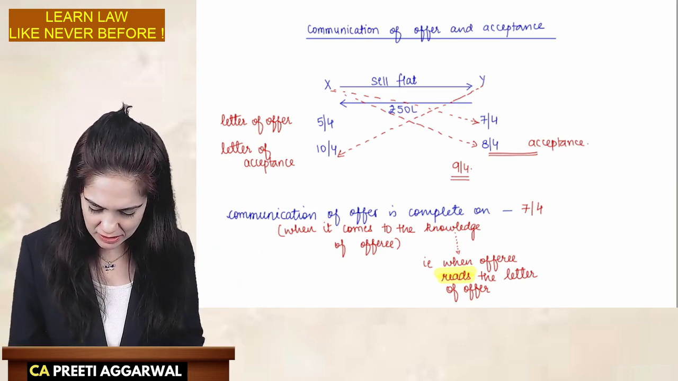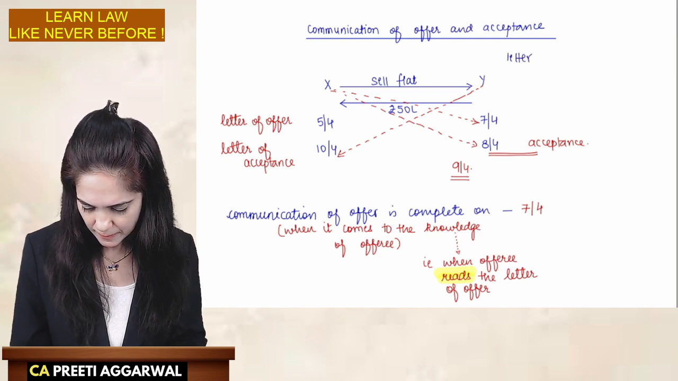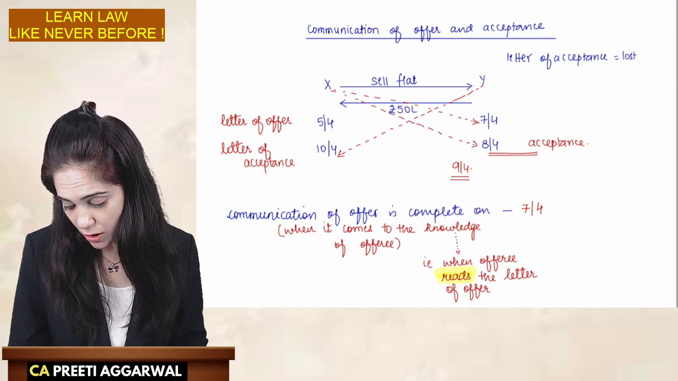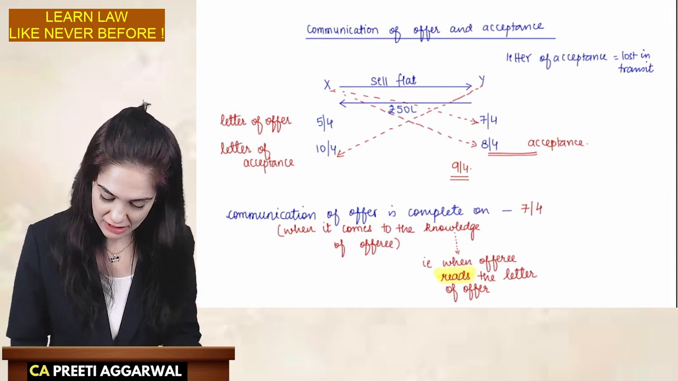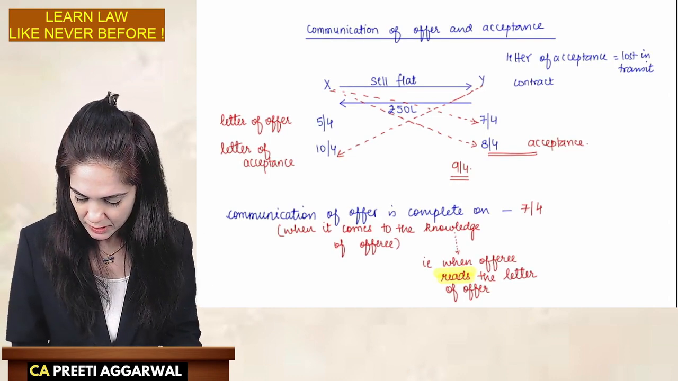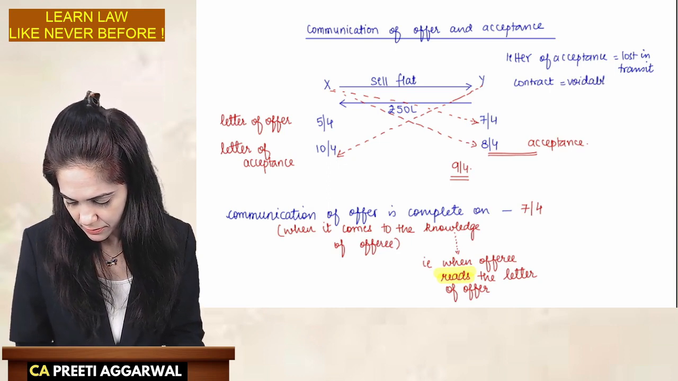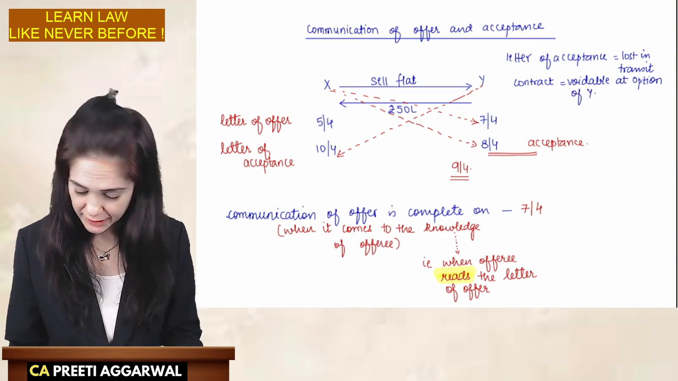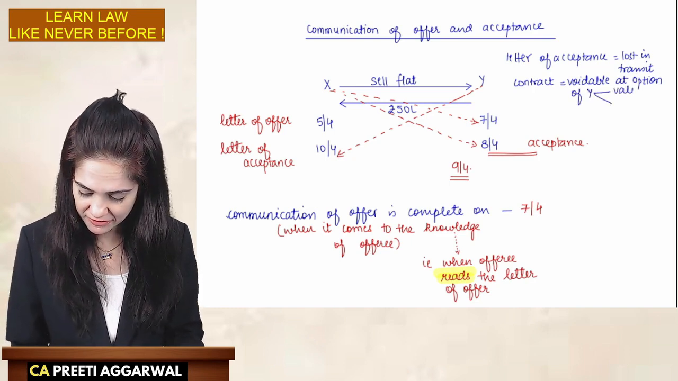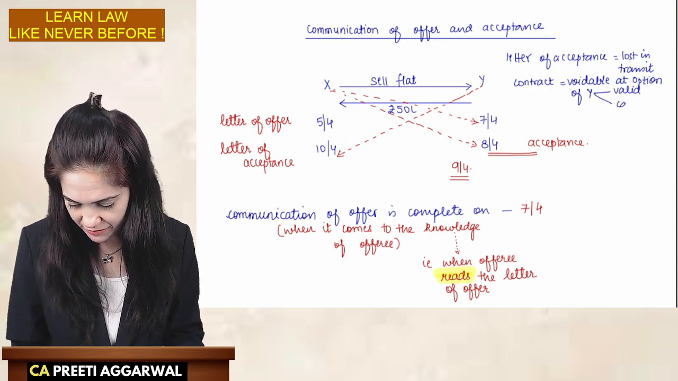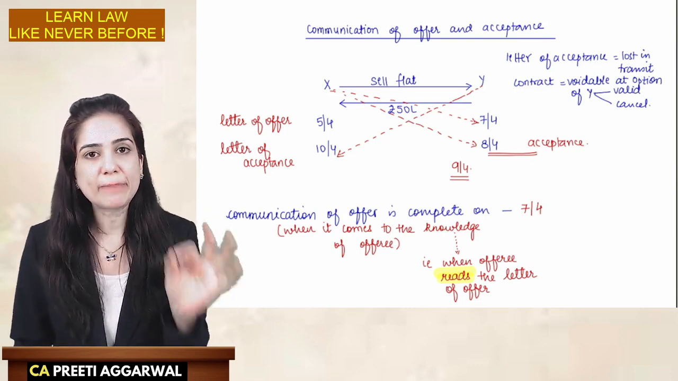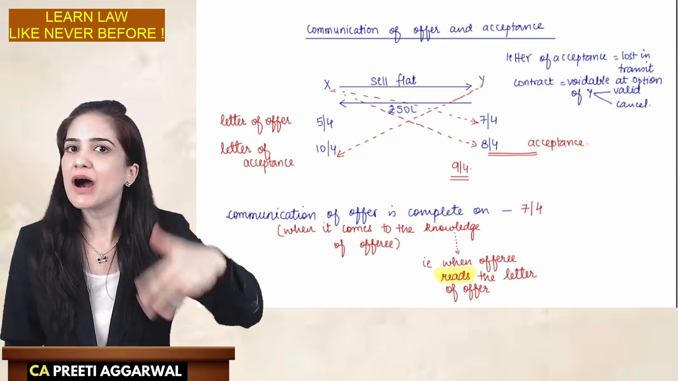So in case the letter of acceptance is lost in transit, then the contract is voidable at the option of Y. It means Y will decide whether a valid contract is concluded or whether he wants to cancel the contract. So that call will be taken by Y. So I think he has an upper hand in this case.